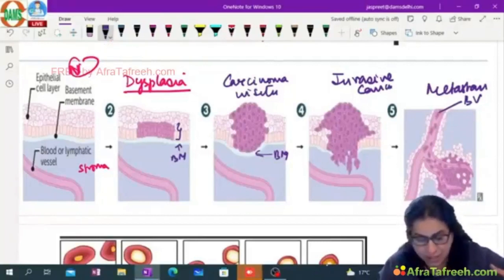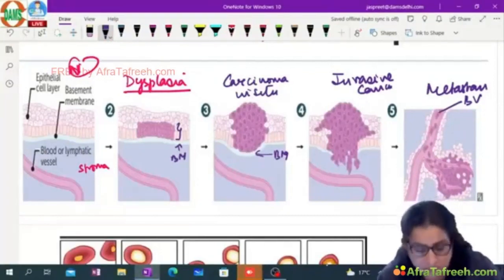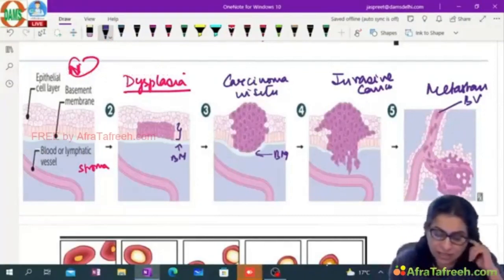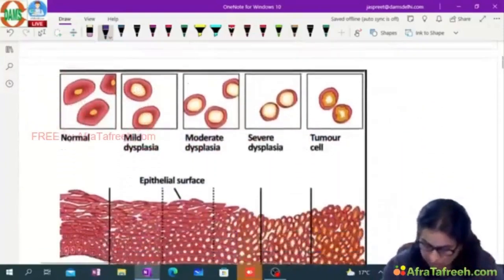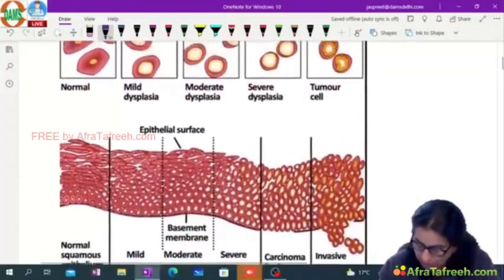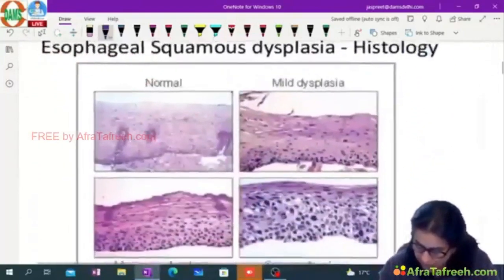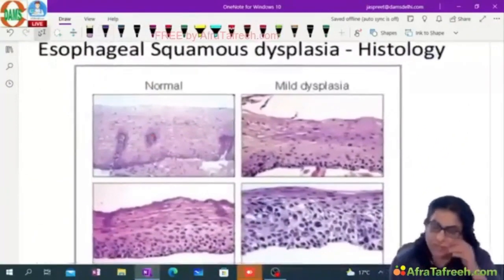And then in the stroma, there is this pink colored blood vessel. Once they go into the blood vessel, that's called metastasis. When they enter the blood vessel or lymphatics, that is called metastasis. Okay, now let us see examples in esophagus.